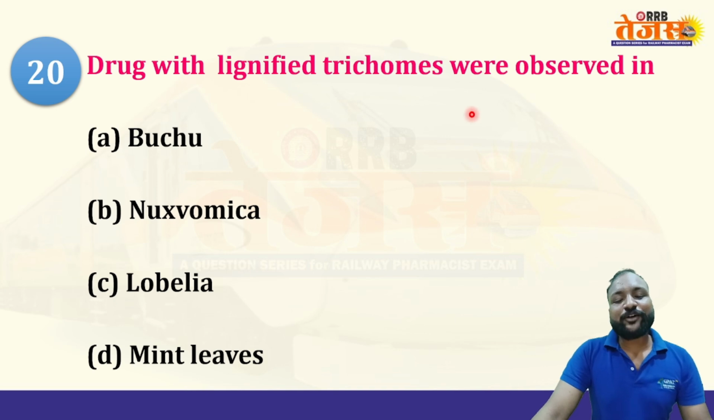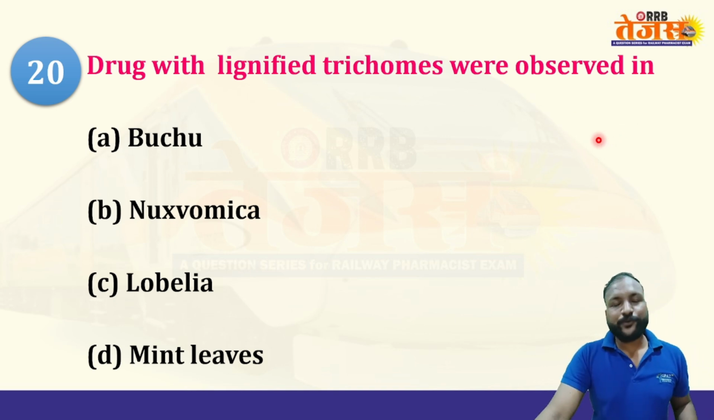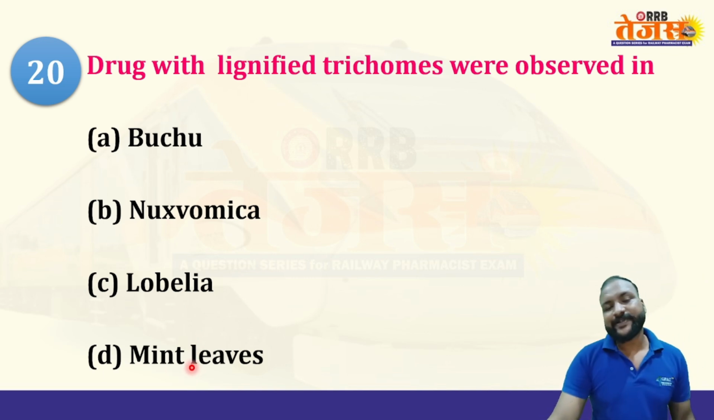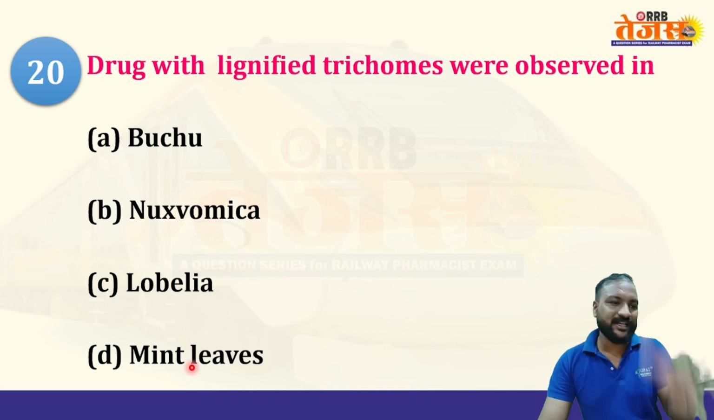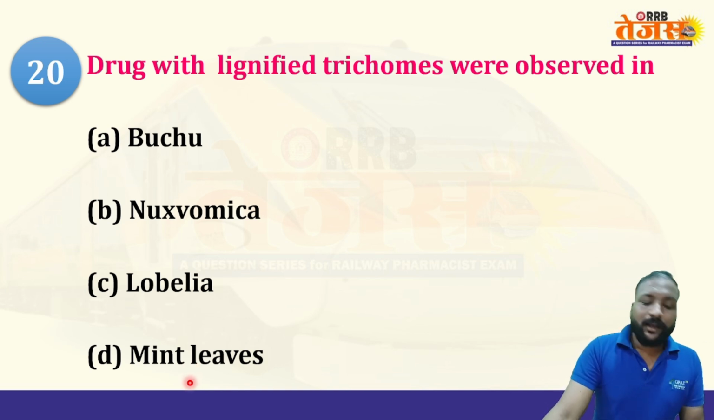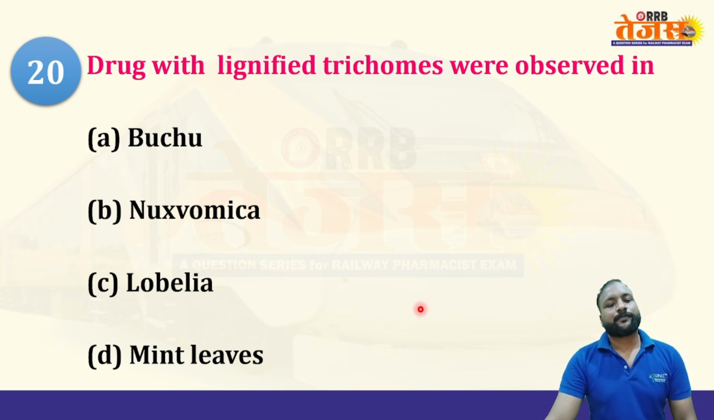Drugs with lignified trichomes were observed in: option A, buchu; option B, nux vomica; option C, lobelia; and D, mint leaf. Just now, before, I said that in the tree diagram, or maybe the flowchart of trichomes, what will be the right option here? Lignified trichomes.